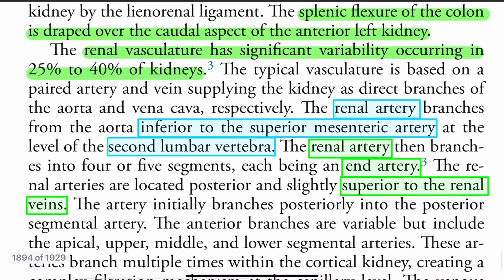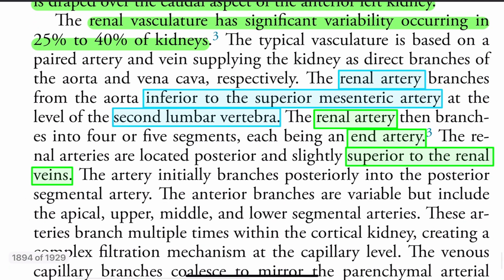Now the renal artery. The renal artery branches from the aorta inferior to the superior mesenteric artery at the level of the second lumbar vertebra. This is important: the renal artery is inferior to the superior mesenteric artery at the level of L1. And the renal artery is superior to the renal vein.